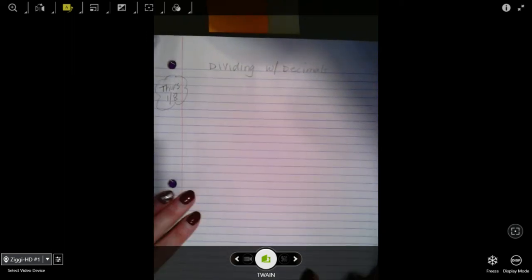Hello everyone, we're back and I'm going to talk again about dividing with decimals. Okay, I need everyone to open up a fresh notebook page, get it set up. We're dividing with decimals and put today's date on it. Today is Thursday, January 8th. And we're going to work on a few problems together.